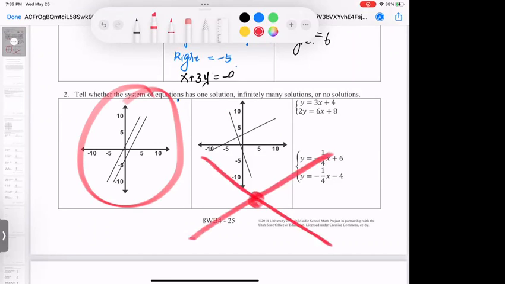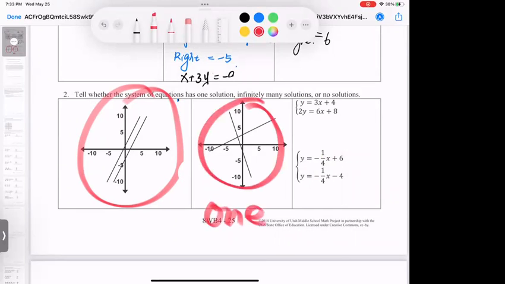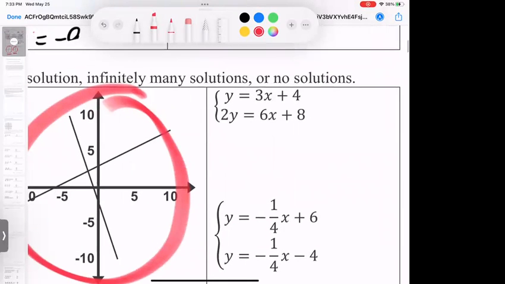One solution will be one intersection point, right? Oh, wait, here these are two parallel lines. Do they have any intersection point? There's 0. So is that 0, right? How about the second one? One solution. Here's 0 solution. And what about this one?